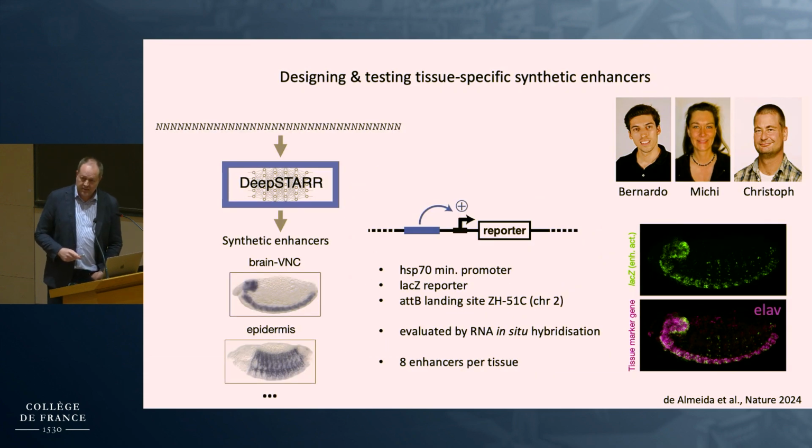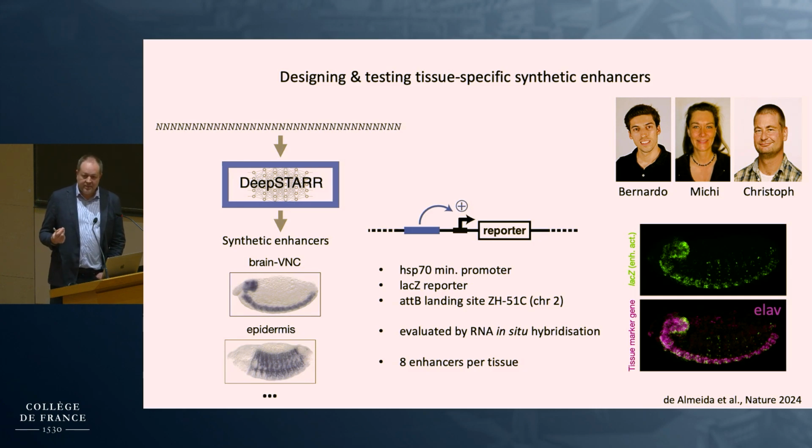So Bernardo went back to his enhancer design strategy, again scoring random sequences with the different DeepSTARR models to select enhancers that were predicted to be accessible and also active in the central nervous system, the epidermis, the muscle, and the gut. Then he teamed up with Michi in our lab to clone these synthetic sequences together with the HSP70 minimal promoter and the lacZ reporter gene.